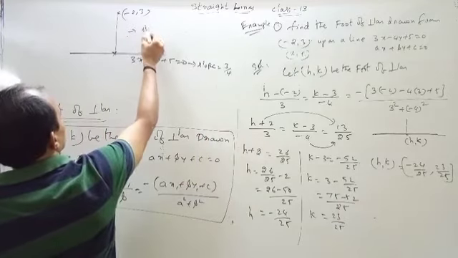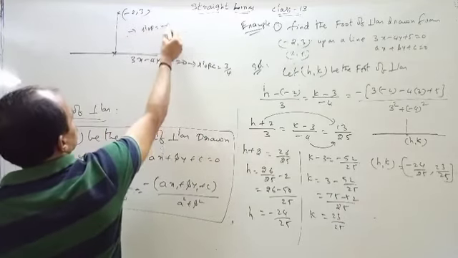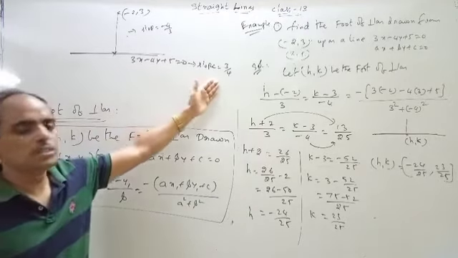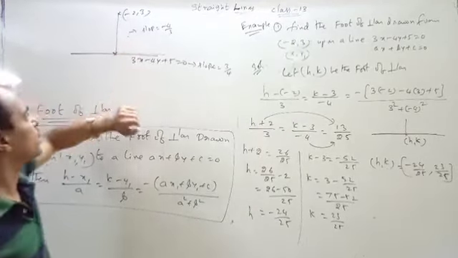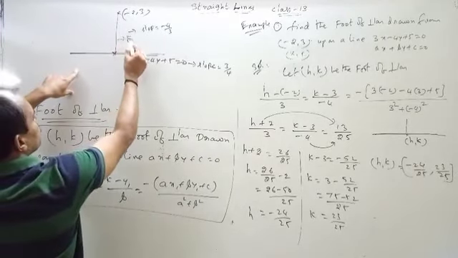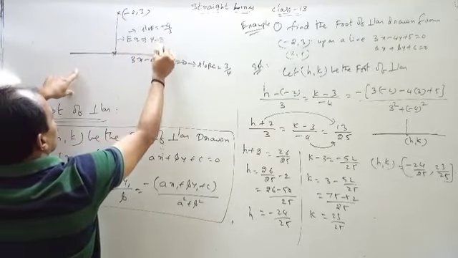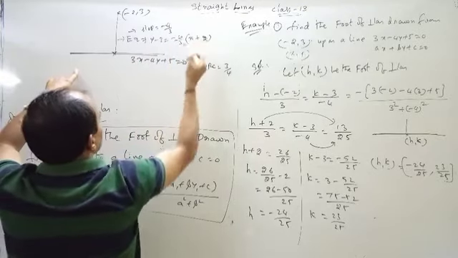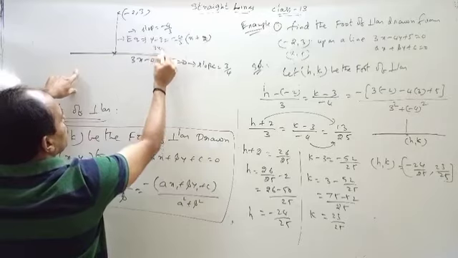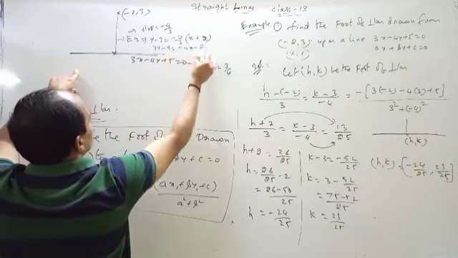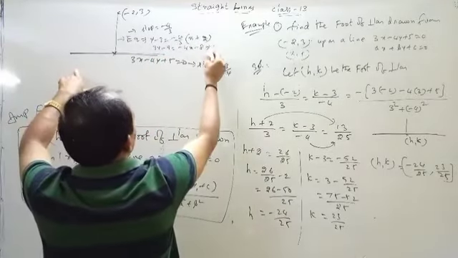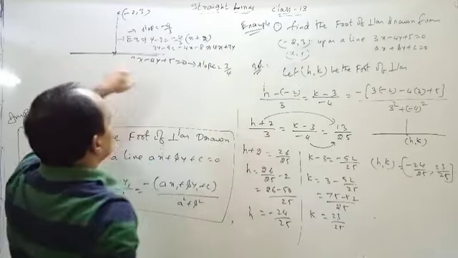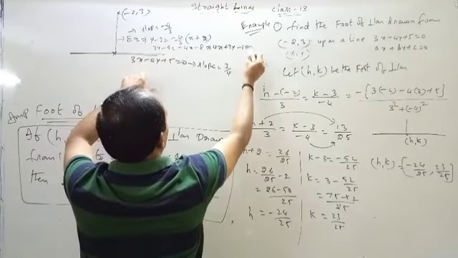And what about the slope here? If it is 3 by 4, the slope is equal to minus 4 by 3. Okay? This line slope is 3 by 4. What about the perpendicular slope? Minus 4 by 3. Now, what about its equation? Y minus 3 is equal to minus 4 by 3 of (x plus 2). That is 3y minus 9 is equal to minus 4x minus 8. That is 4x plus 3y minus 1 is equal to 0.